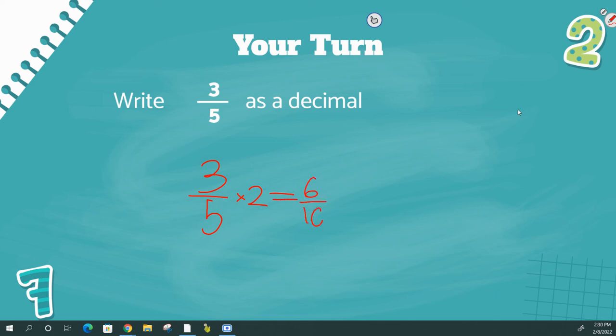What does the denominator have to be? Say it again. 10, 100, or 1,000? Does 5 get to 10 really easily? Just times 2. So 5 times 2, 3 times 2, 6 over 10. Your numerator, which is 6, becomes your decimal. 6/10. Didn't even have to divide on that one.